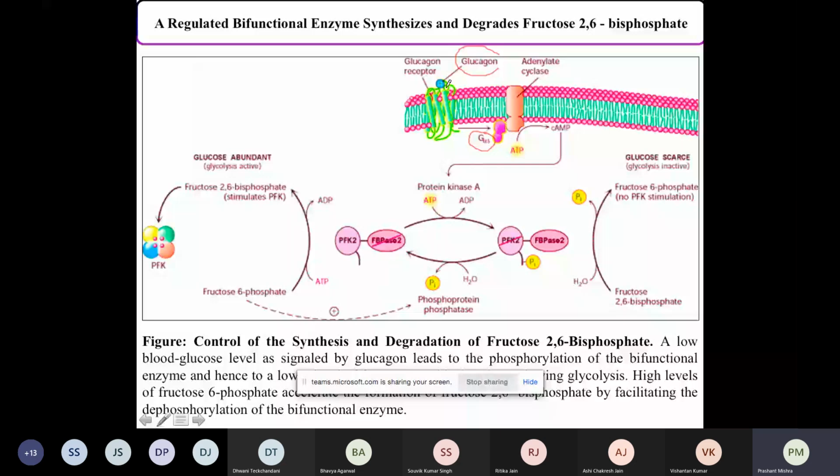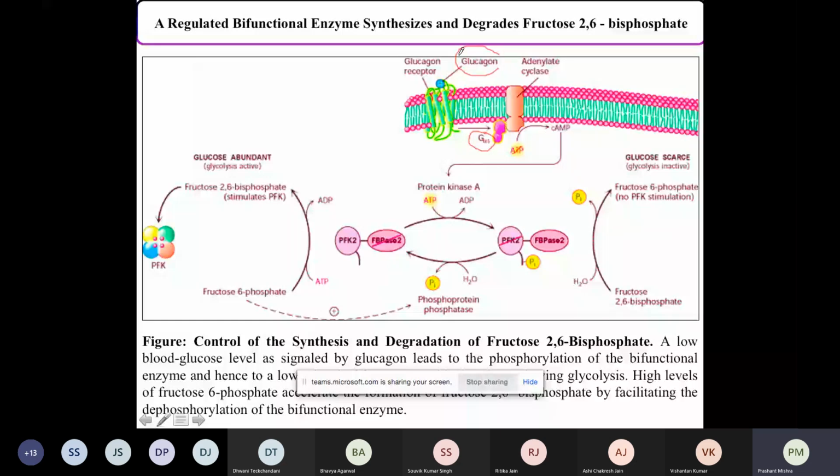So you have the hormone which binds with the membrane surface receptor. This receptor will activate a protein which is known as a G protein. And once the G protein is activated, it activates adenylate cyclase. What adenylate cyclase does is that it forms cyclic AMP from ATP. So you have ATP present in the cell, and this will form cyclic AMP.